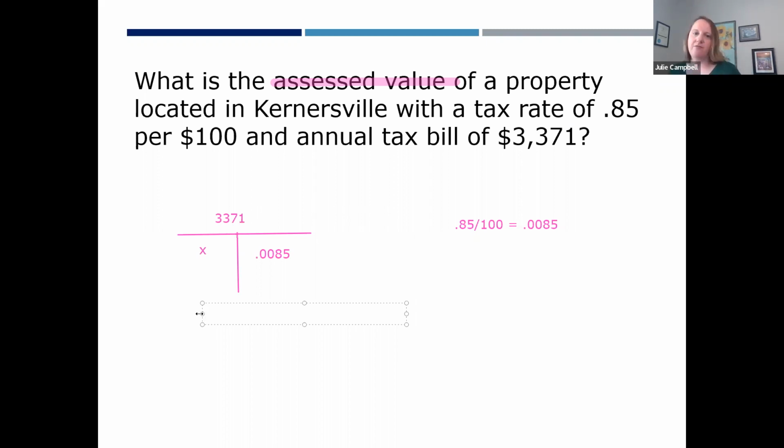Now that I have completed my T-bar, the back fourth line means what? The back fourth line means divide. So on your calculator, take 3,371 divided by 0.0085 equals. And we get an assessed value. 396. I'm just, well, 588.23.